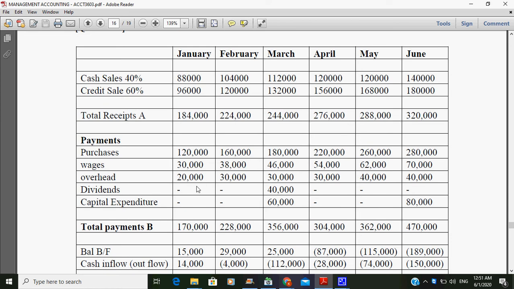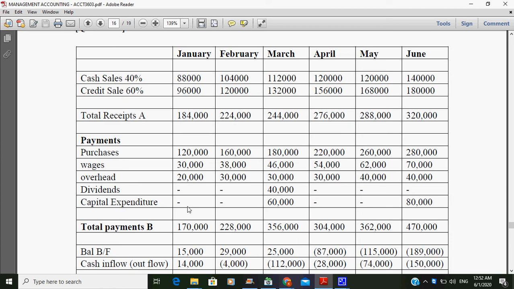No, there's no dividends here. Because even though dividends were declared in December 2001, it says that dividends are paid 3 months after they are what? Declared. Now the 3 months after would have been December, January, February, March. So it should not be there. Right? And there's no capital expenditure for now either.